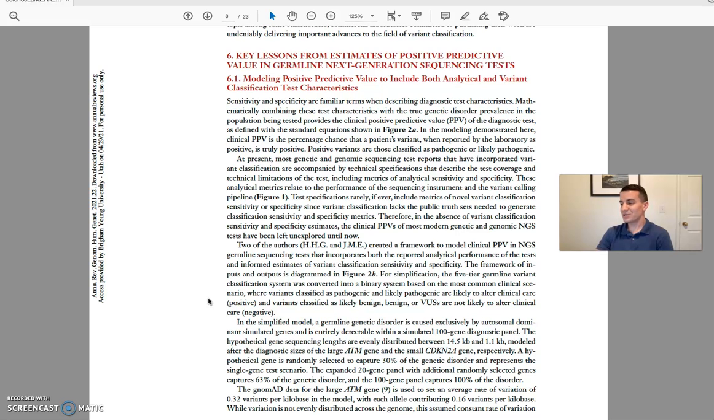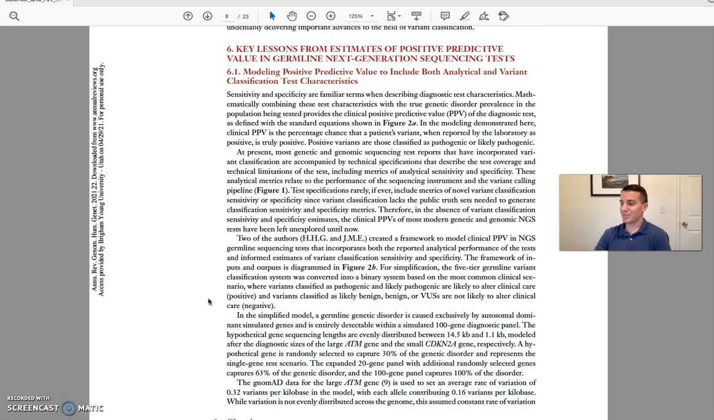In the modeling demonstrated here, clinical PPV is the percentage chance that a patient's variant, when reported by the laboratory as positive, is truly positive. Positive variants are those classified as pathogenic or likely pathogenic.